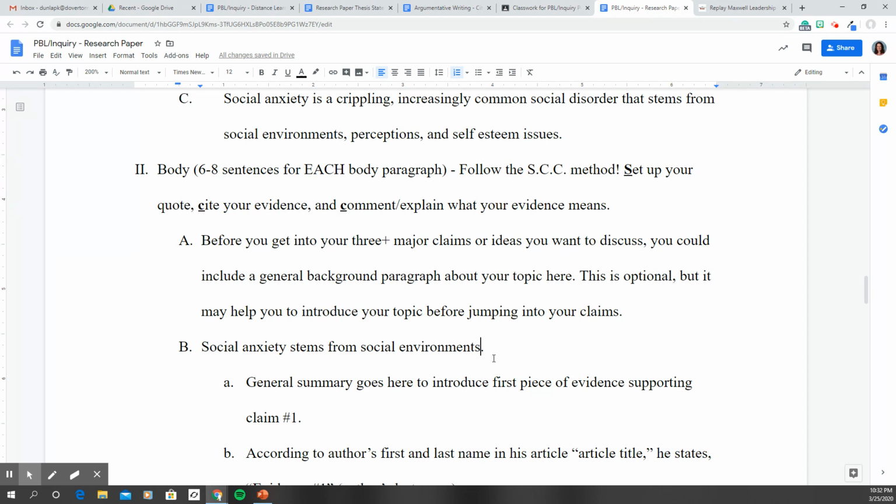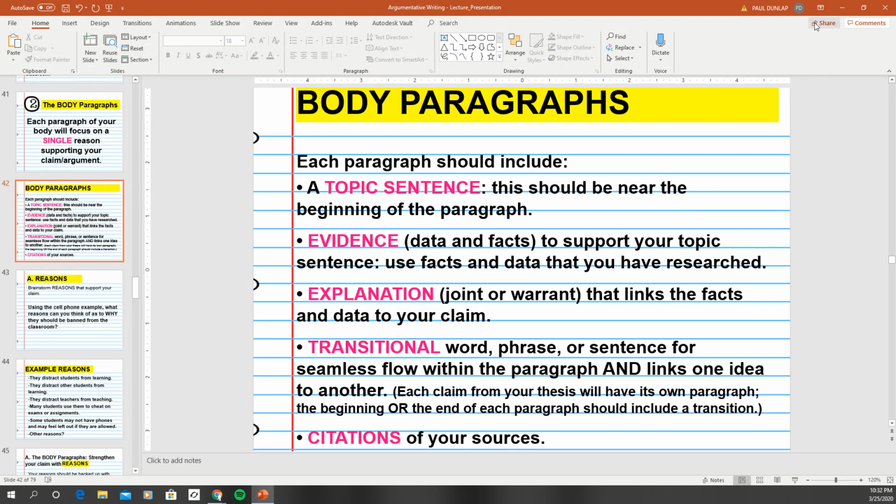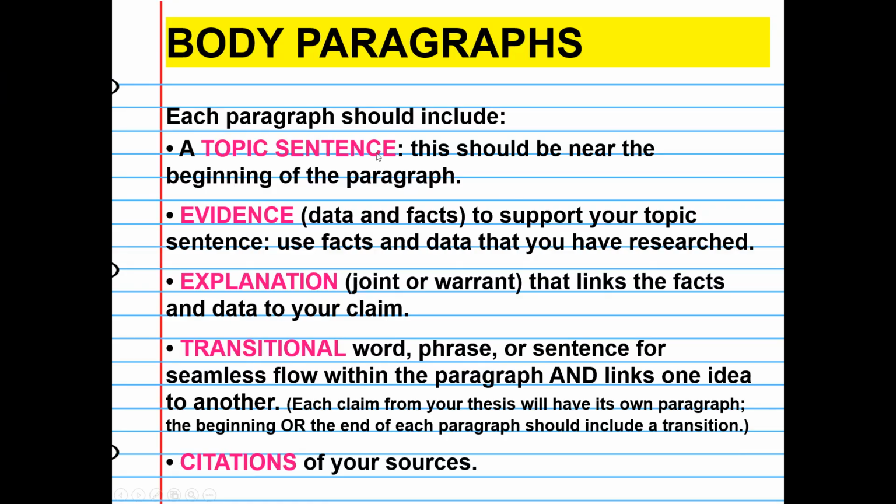Okay, see how I just took that idea from the thesis statement and made my topic sentence there? Let's pause there a moment and look at kind of a visual on how our paragraph should look, okay? So this is a PowerPoint that I have, and when we're writing our body paragraphs, we want to look at a couple things that it should include. A topic sentence that I just showed you that I wrote for Braden, and that should be near the beginning of the paragraph. Evidence, data and facts to support your topic sentence.